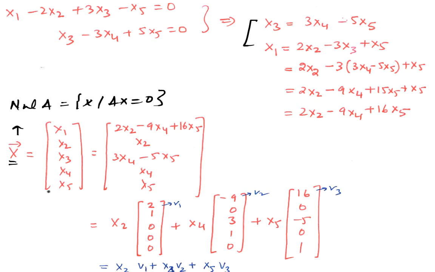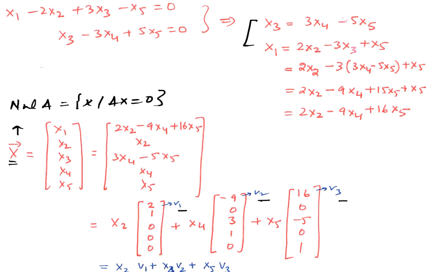But how will I write my X? I play around with these variables, X1, X2, X3, X4, X5. And when I write this one, from here to here, guys, this is simply vector addition and scalar multiplication. So you write X2 plus X4 plus X5. So this is now my vector V1, V2, V3.